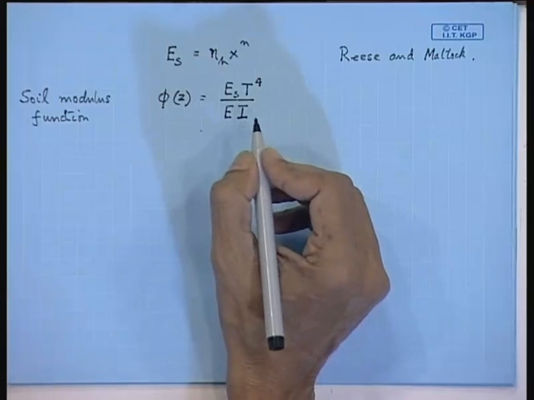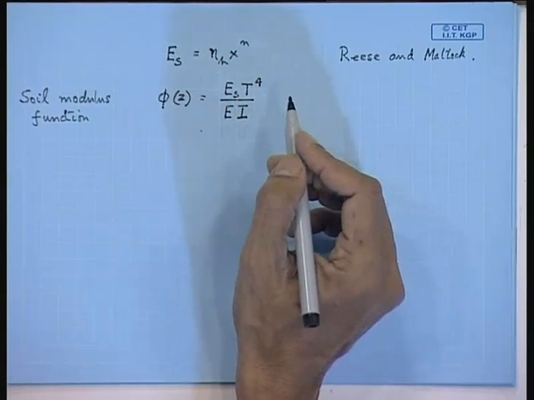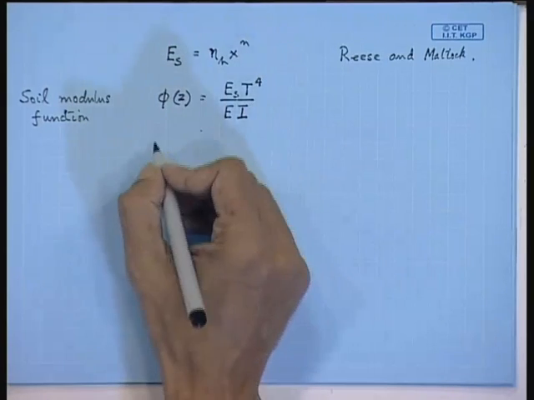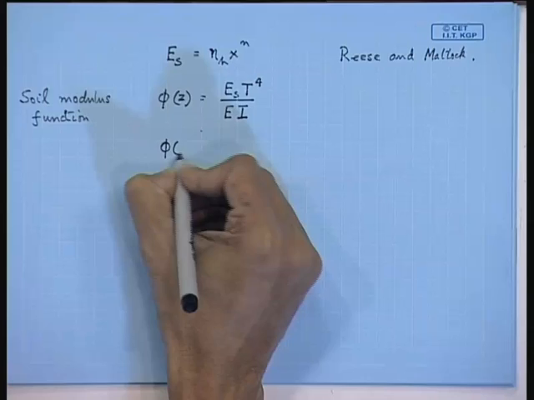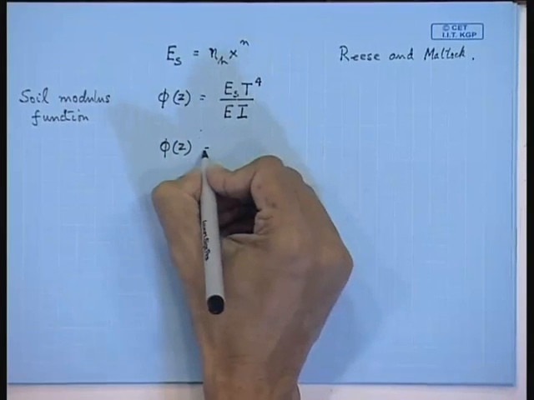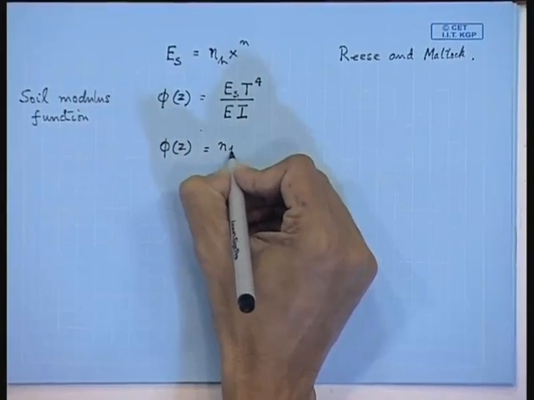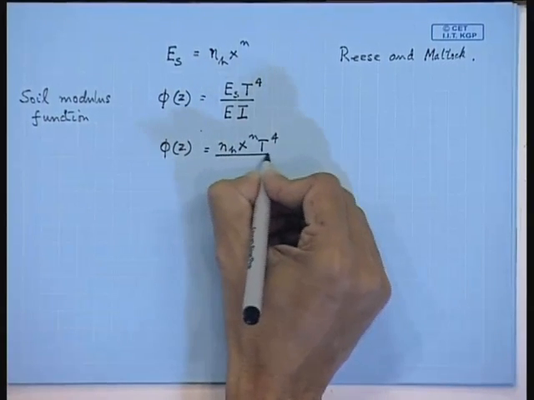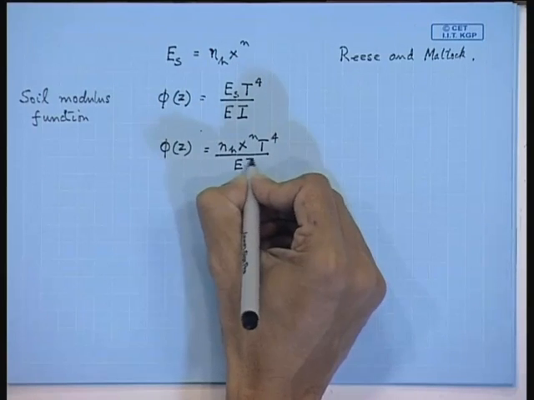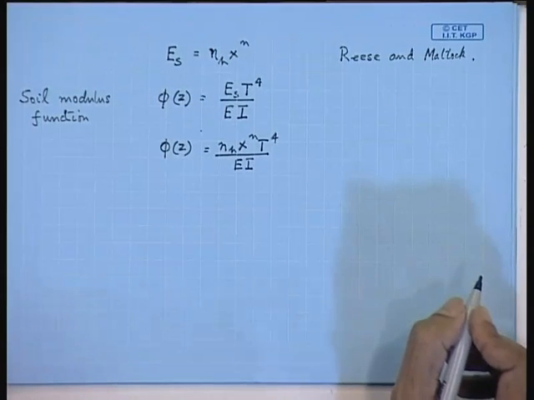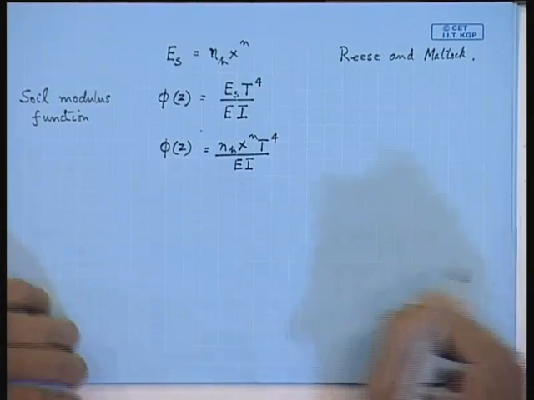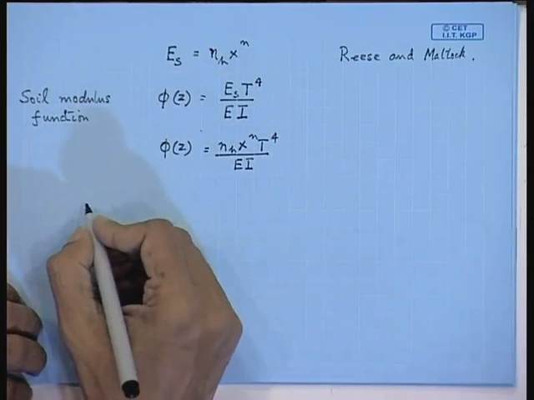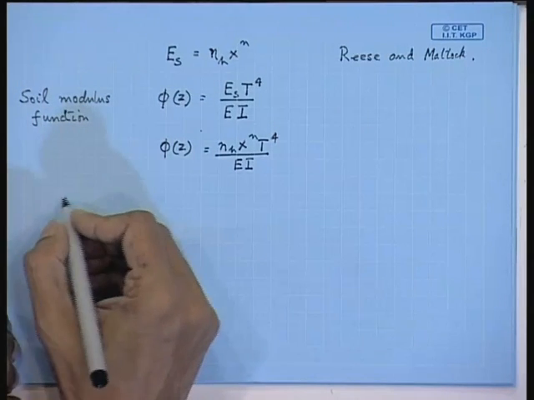Now, this we have to simplify. You substitute this. ES is NH x to the power n. So, from here we are getting phi z. If you substitute this, we will get NH x to the power n T to the power 4 over EI, the soil modulus function. So, phi z comes out to be this, and the relative stiffness factor has been defined as what?